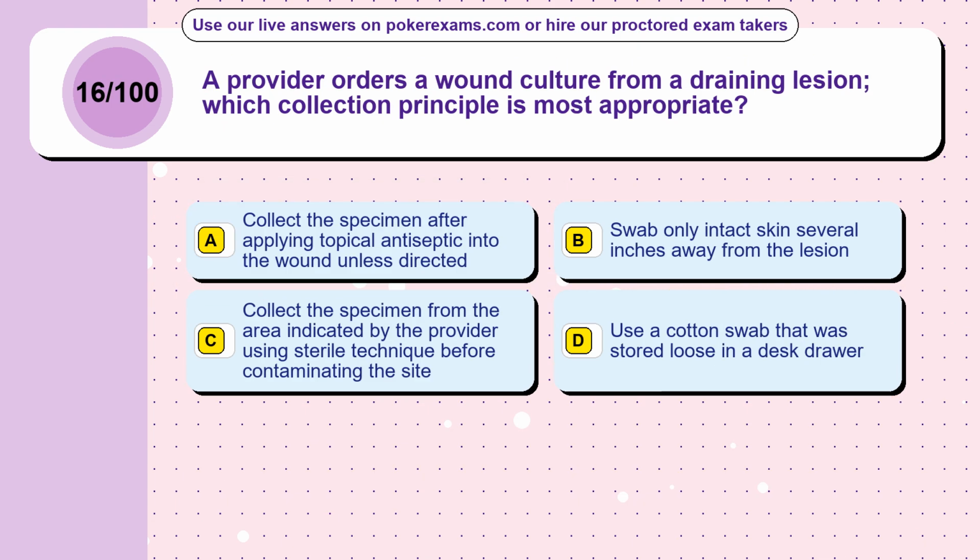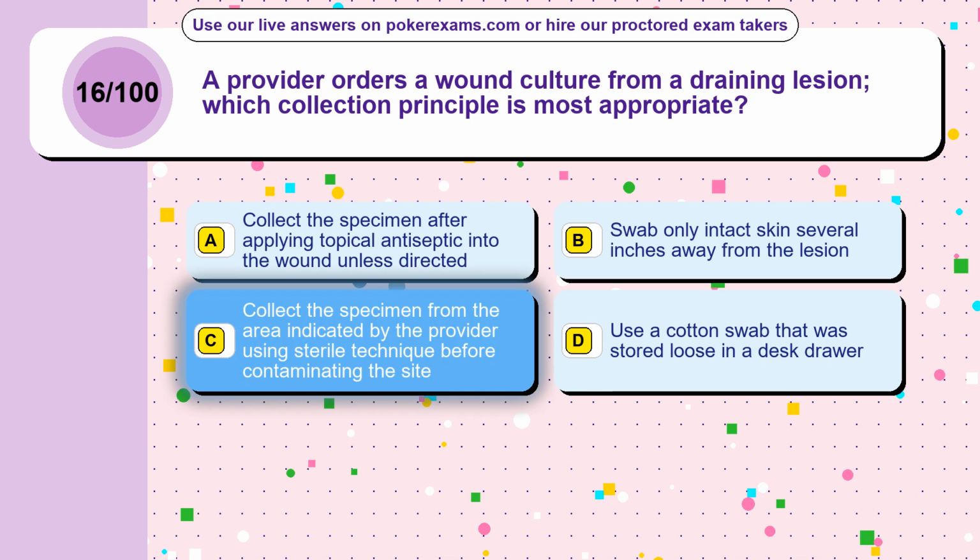Question 16. A provider orders a wound culture from a draining lesion. Which collection principle is most appropriate? Option A, collect the specimen after applying topical antiseptic into the wound unless directed. Option B, swab only intact skin several inches away from the lesion. Option C, collect the specimen from the area indicated by the provider using sterile technique before contaminating the site. Option D, use a cotton swab that was stored loose in a desk drawer.